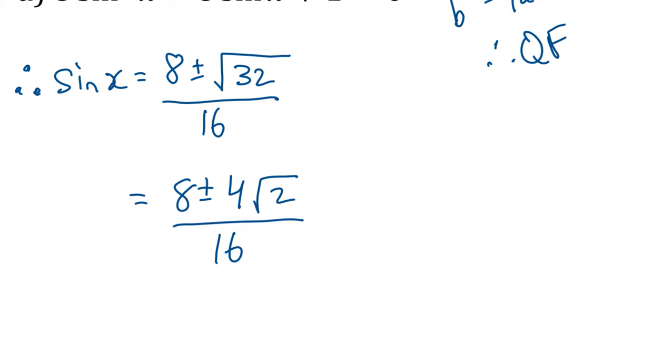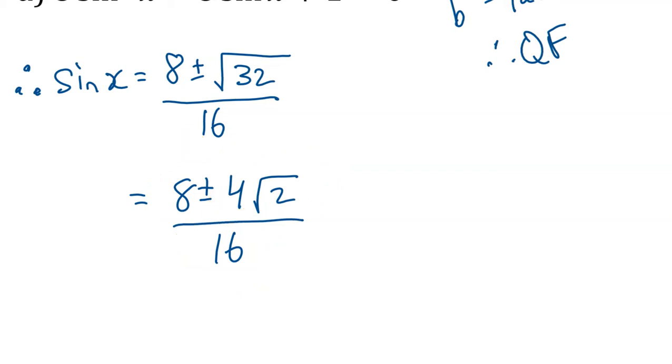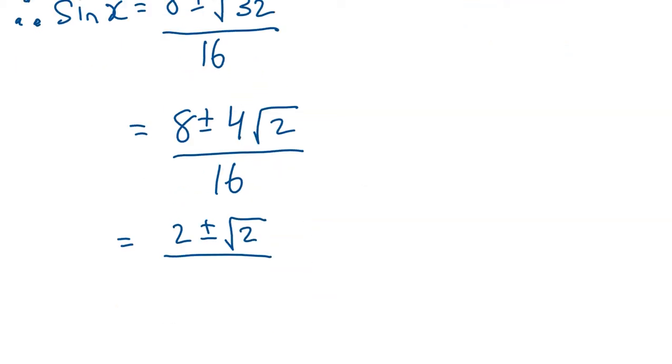Now, remember this. Some people try to do this, but when you're adding on top, you can't. So if you are reducing, you've got to reduce from all 3 parts. It's got to be all 3. But they can all be divided by 4. So 8 divided by 4 is 2. 4 divided by 4 is 1, so plus or minus 1 root 2. And 16 divided by 4 is 4.